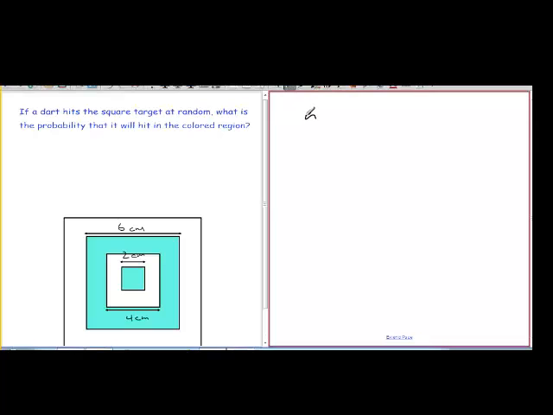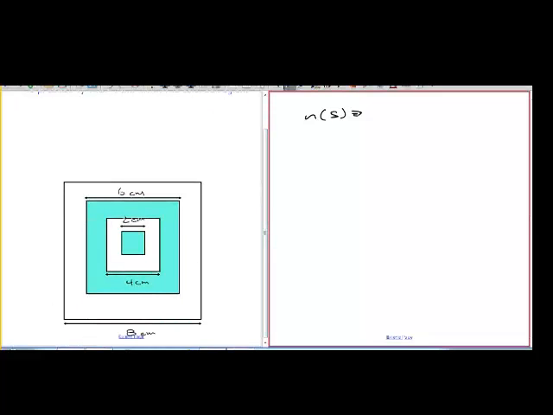So what I'm going to say is, in this case, we're not counting, but we're calculating an area. So the equivalent of the size of the sample space is going to be equal to the area of the outside square. So that's going to be 8 centimeters times 8 centimeters, which is 64 centimeters squared. So that's this total area.